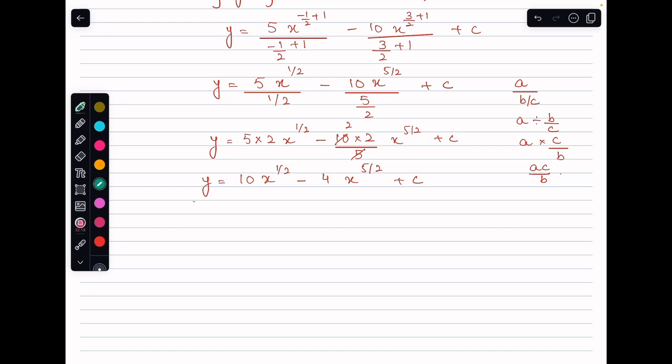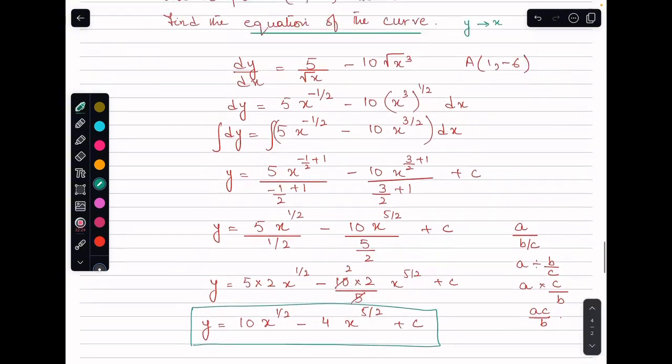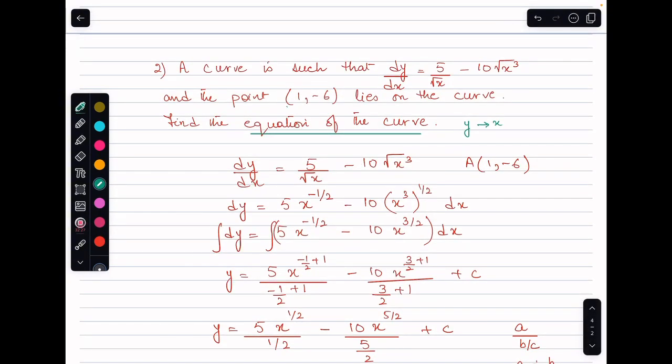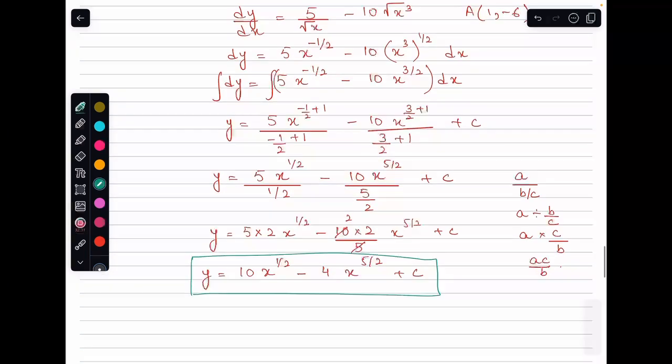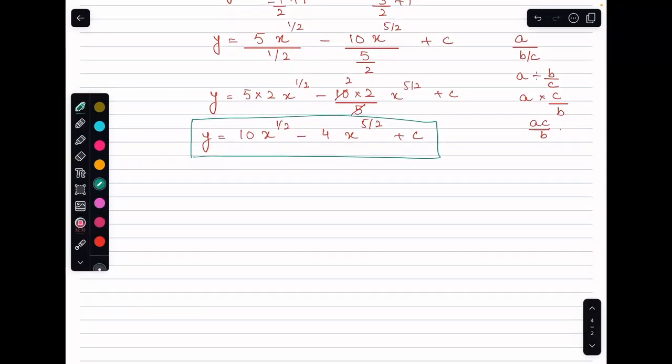So the problem is this c. I should be finding the c value also. To find the c value, I should take help of the point which has been given to us, and this point is (1, -6). I know that on this curve there is a point which is (1, -6).